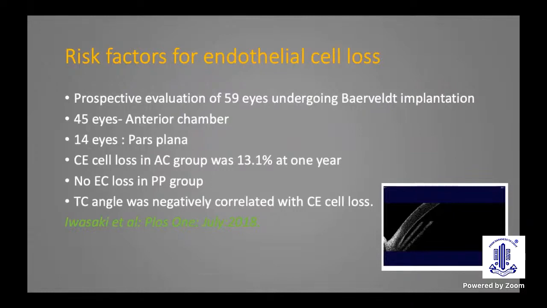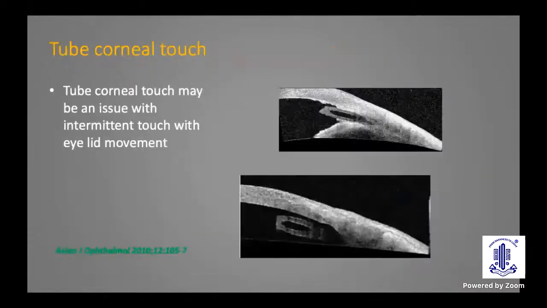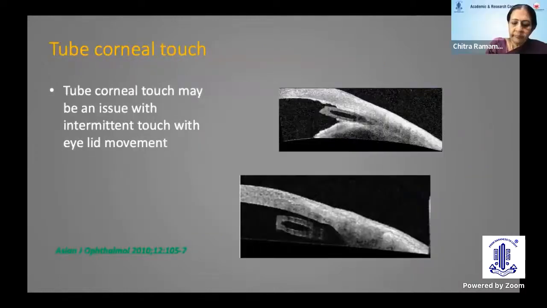The tube corneal angle was negatively correlated with corneal endothelial cell loss. Tube corneal touch may be an issue with intermittent touch with eyelid movement. This was reported in the Asian Journal of Ophthalmology by Dr. Bhaskaran from our institution. You can see the close opposition of the tube with the surface of the cornea.